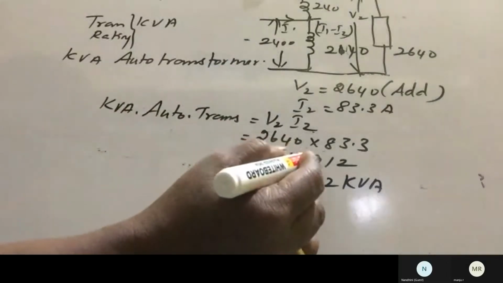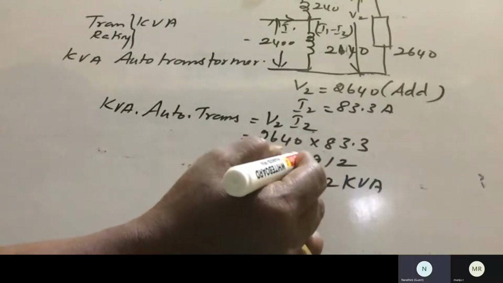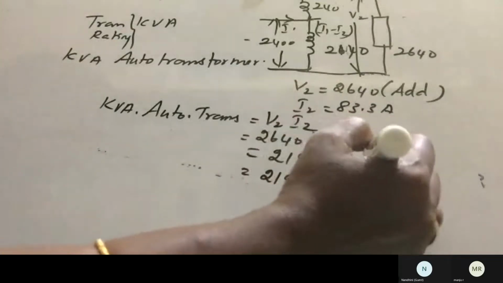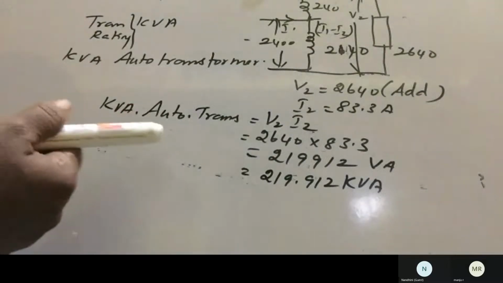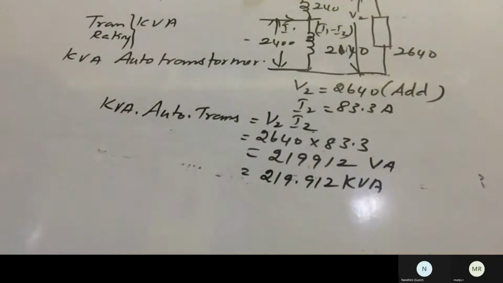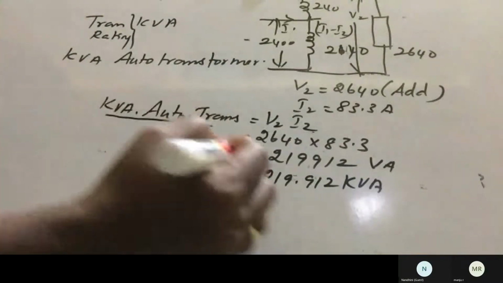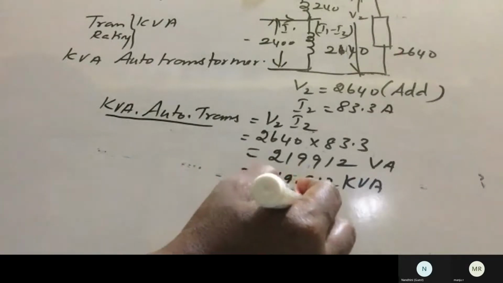So we take that as 219912. Can we write it like this? This is in VA, so to convert into kVA it is divided by 1000, isn't it? Yes, ma'am. So 219.912 kVA is the kVA rating of the auto transformer. We can write approximately 220 kVA.